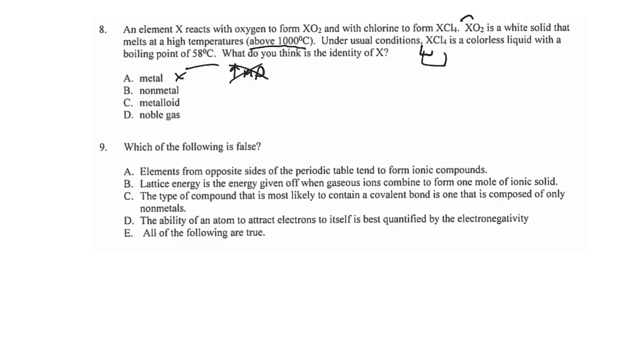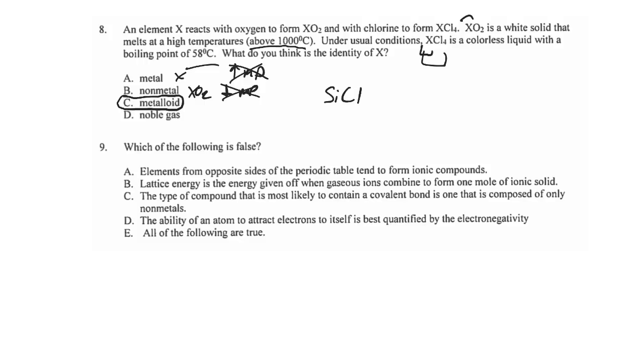And if it's a non-metal oxide, then we would have expected that compound to have a relatively low melting point, which it does, but then we would expect the non-metal oxide, the XO2, to have a low melting point, but it has a high melting point. So the only thing that we can say is that X would most likely be some sort of a metalloid. So maybe it's something like silicon.